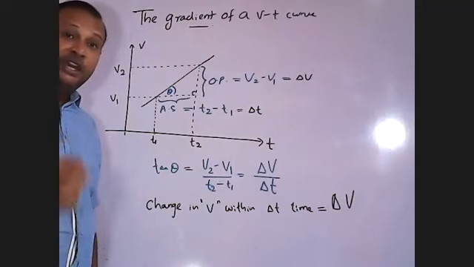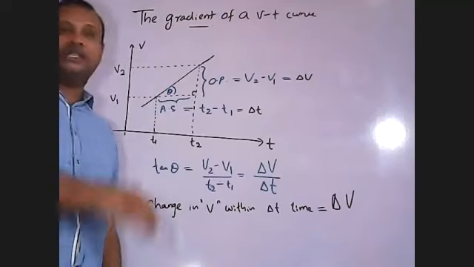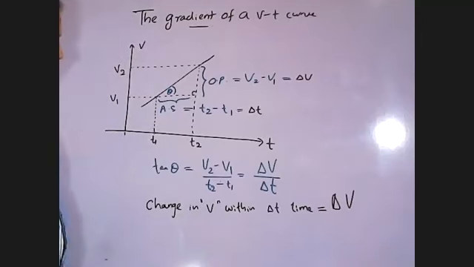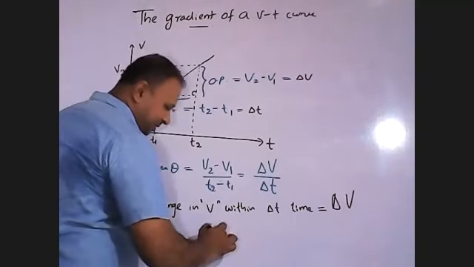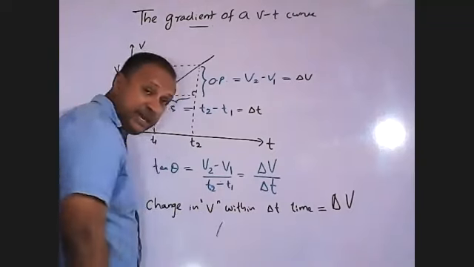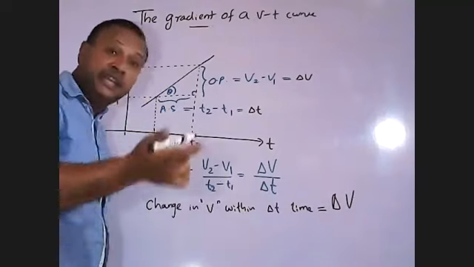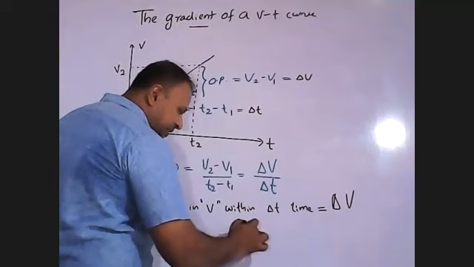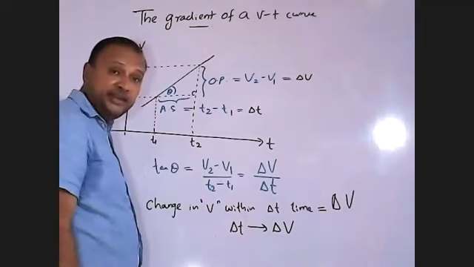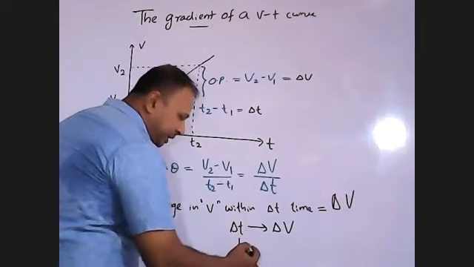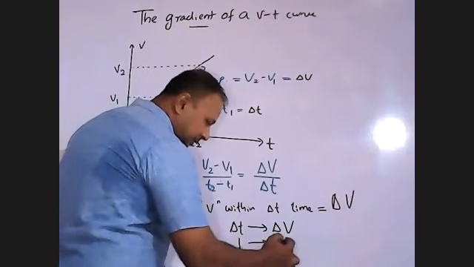Then, if you want to find the change in velocity within a unit time period, you have to divide this one by delta t. Look at this one. There is a velocity difference, delta v, for a delta t time period. So if you want to find the velocity difference for a unit time period, you have to divide both sides by delta t.